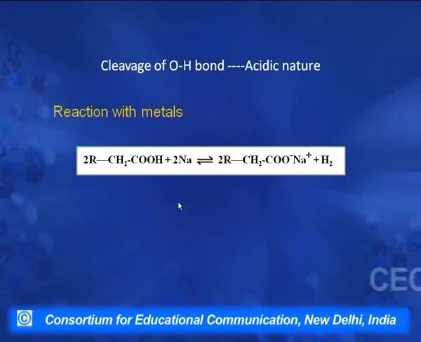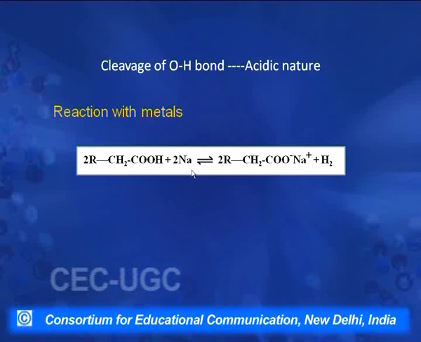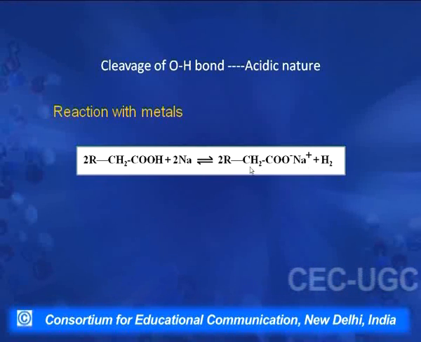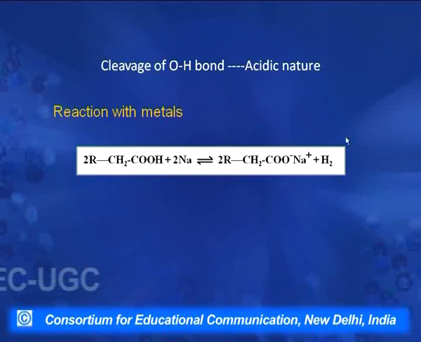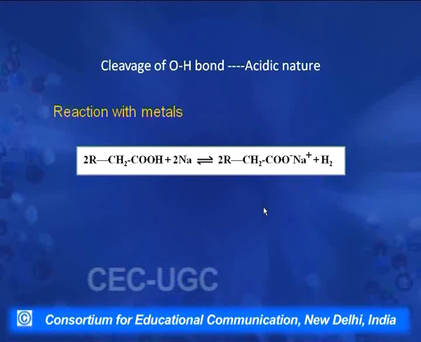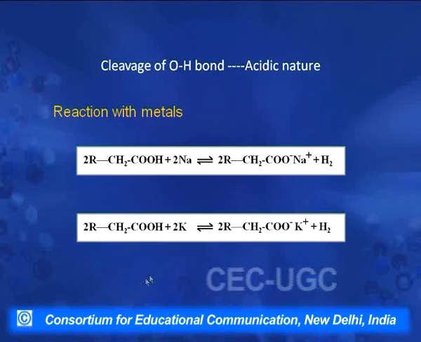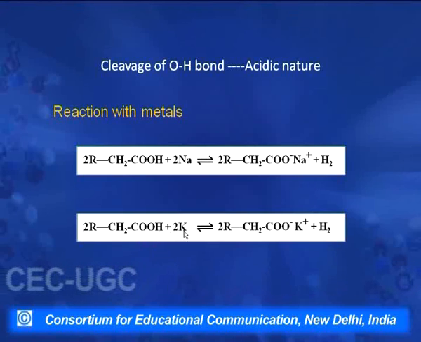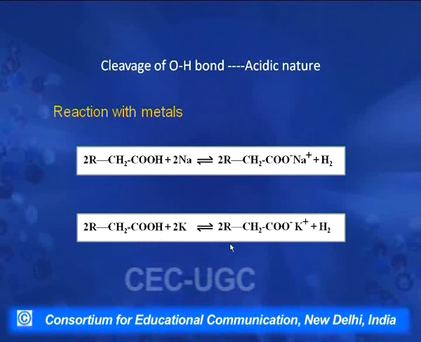How do they react with metals? Carboxylic acids react with reactive metals like sodium or even potassium. The sodium salt of the acid is obtained and hydrogen is replaced from here, that is obtained as hydrogen gas. Similarly, hydrogen gas is formed when potassium metal reacts with carboxylic acids. The same reaction is shown by other reactive metals like lithium, calcium, etc.